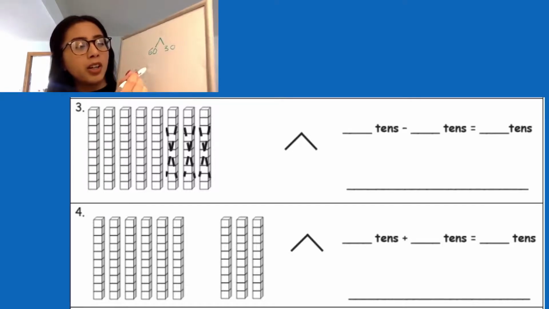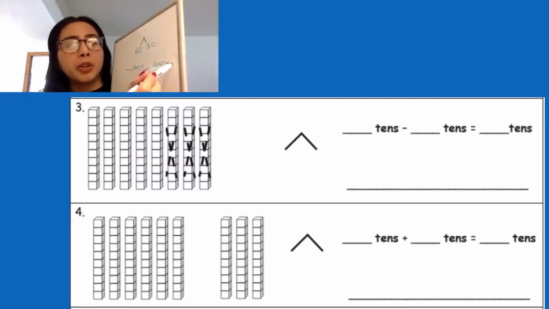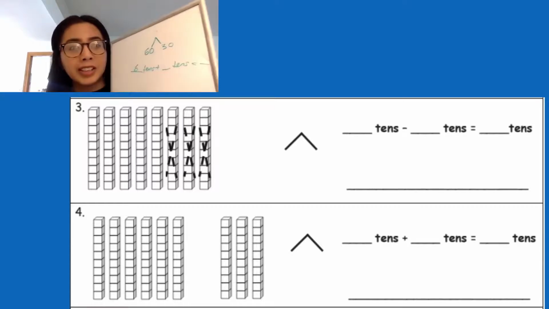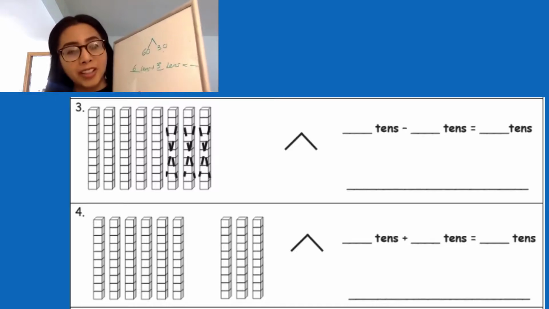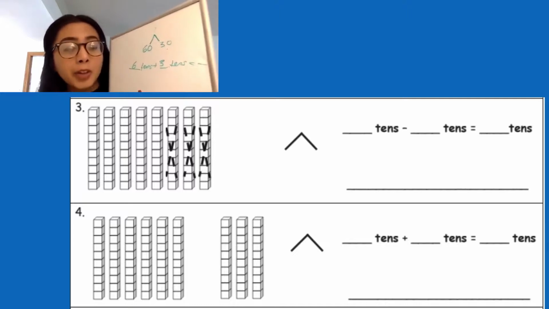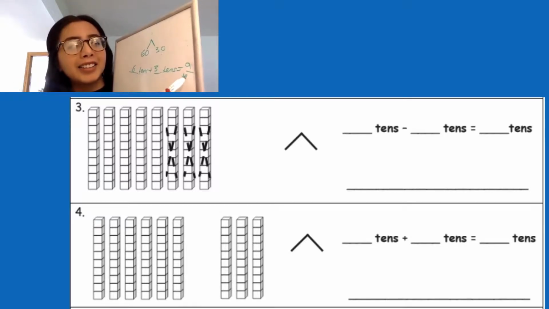So let's do our number sentence the say ten way. How many tens did we have in the first part? We had 6 groups of 10, or 60 cubes. How many tens did we have in the second part? We had 3 tens, or 30. 6 tens plus 3 tens equals how many groups of 10? Or how many 10 sticks do we have? 6 plus 3. We have 9 tens.